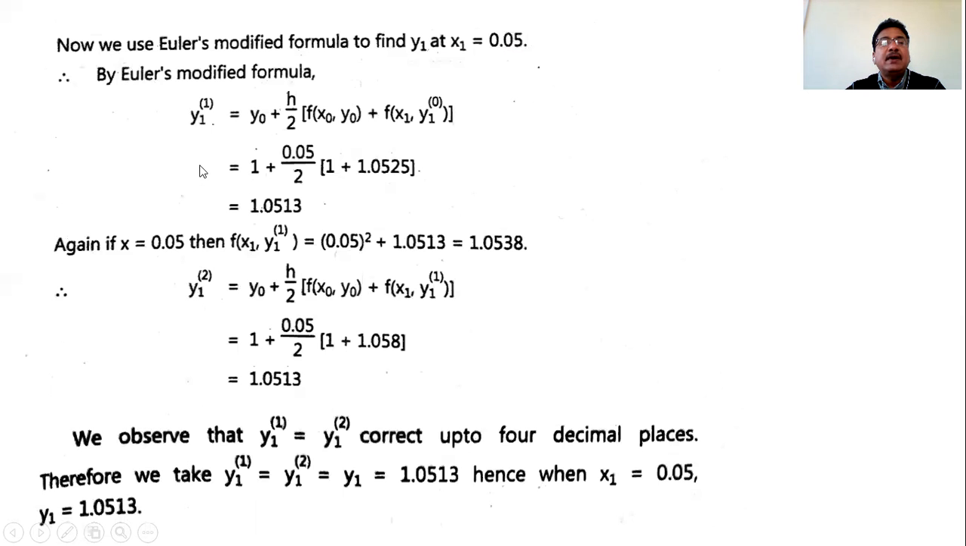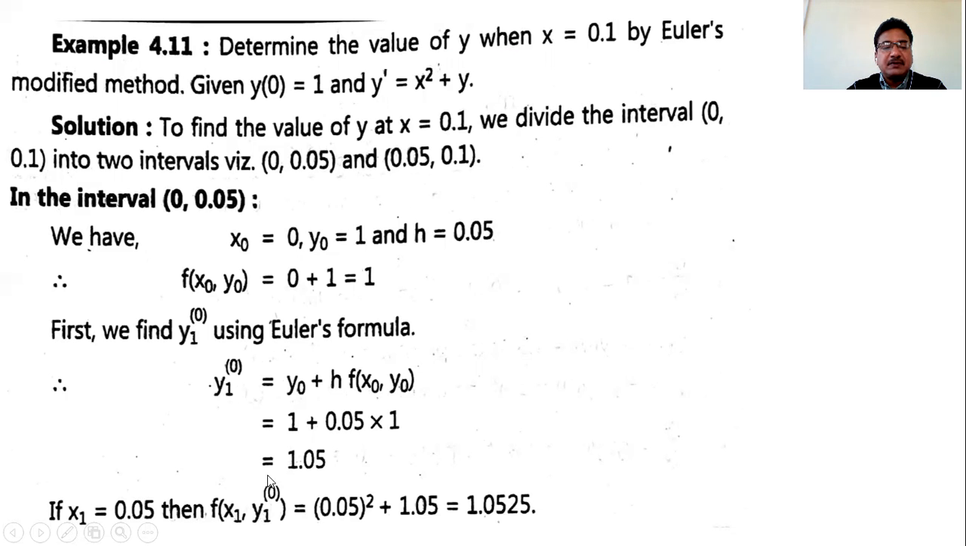So how can we find y1 superscript 1? This is the formula: y naught plus h by 2 times f of x naught, y naught plus f of x1, y1 superscript 0. So first find f of x1, y1 superscript 0. What is its value? x naught is 0, so x1 is 0.05. Then by using the formula f of x, y equals x squared plus y, substitute x as x1, that is 0.05 squared, plus y1 superscript 0, which is 1.05. And then we have this answer.